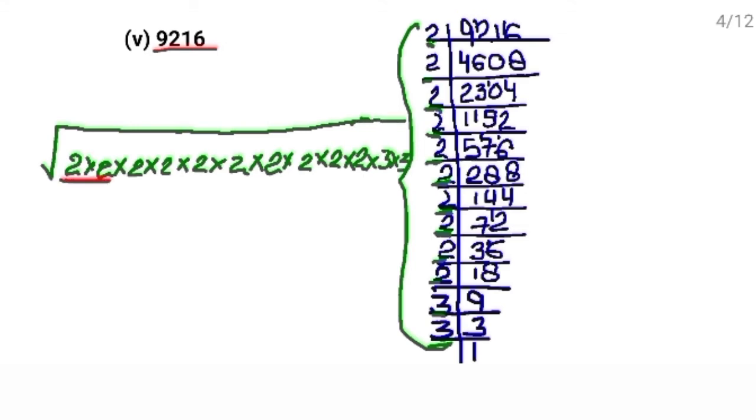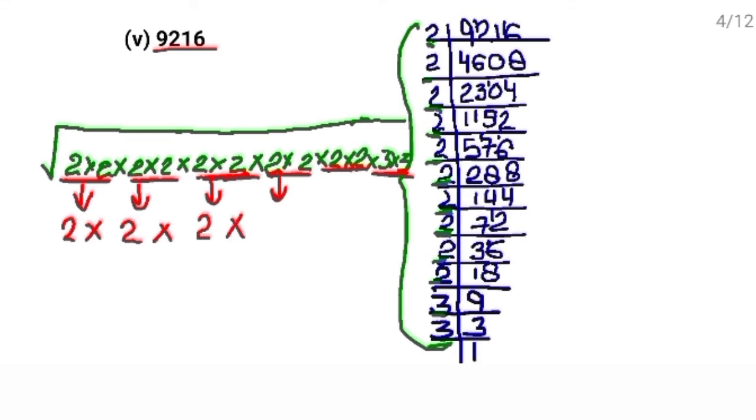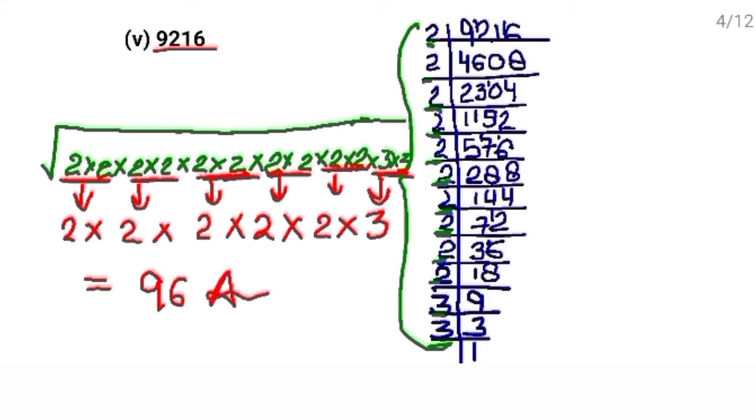Make the pair of similar digits. This pair, and 3 and 3. From each pair take a single digit. 2 multiply from this pair, 2 from this pair, 2 from this pair, take 2. Again from this pair take 2. From this pair take 3. Right? Now multiply them. When you multiply them, you will get 96. So this is the square root of 9216. Right? This is your answer.